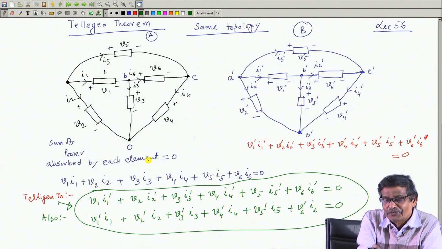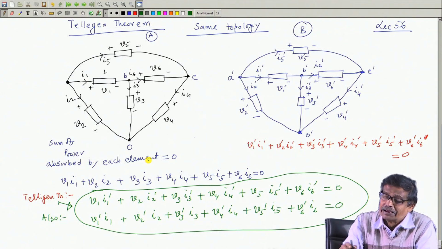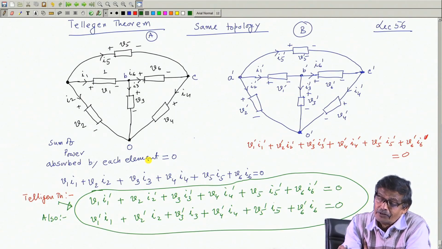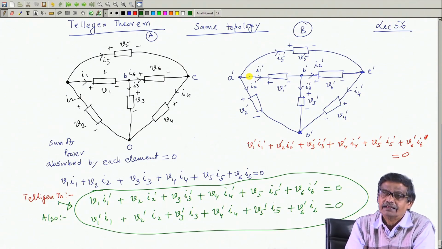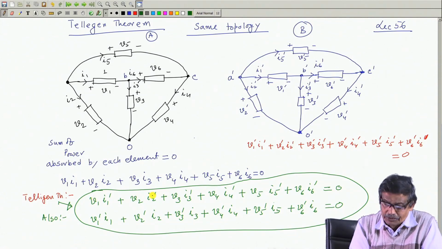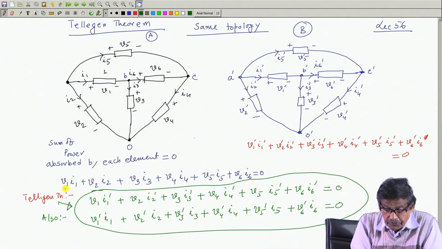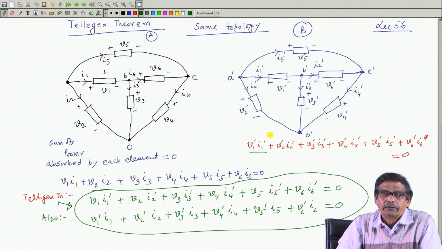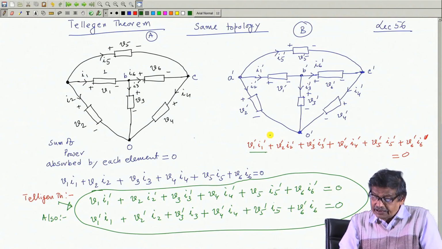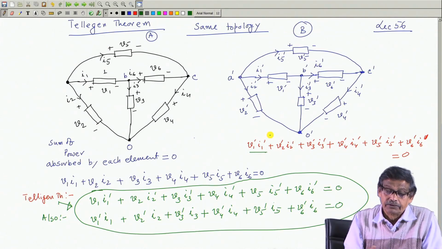because the voltage across element 1 of this network and the current of network B, you are multiplying, what does it physically signify? We do not know, it is not possible to signify anything to this product. Although V1 I1 and V1 dash I1 dash, I know pretty well what they signify. But let us come to this result, why it will be like that.